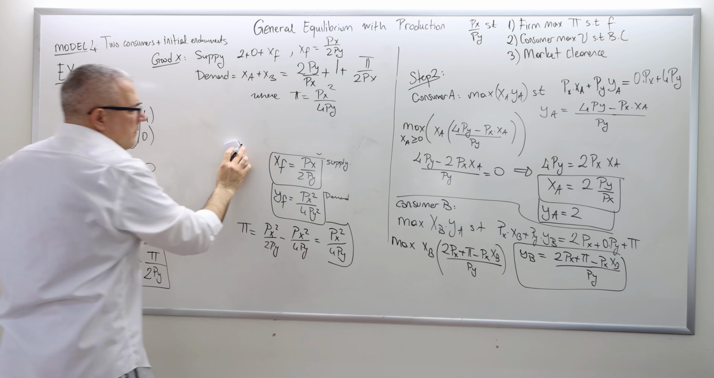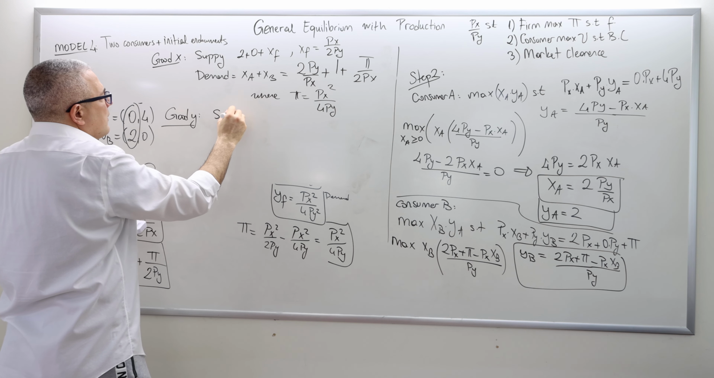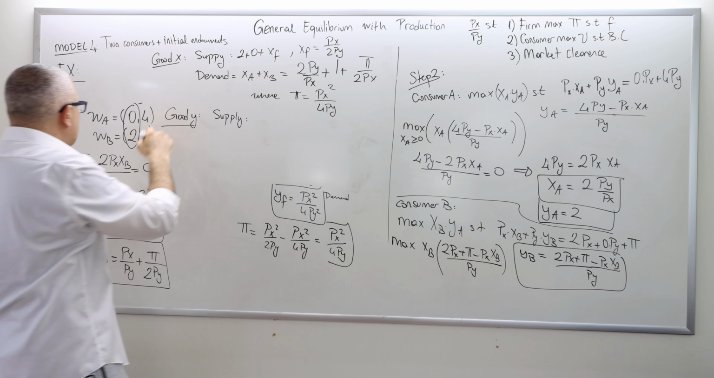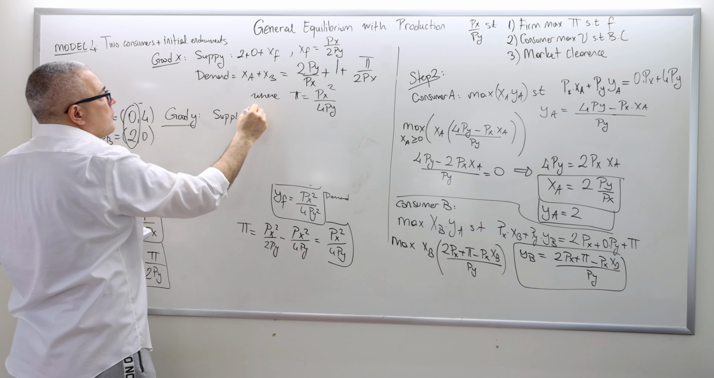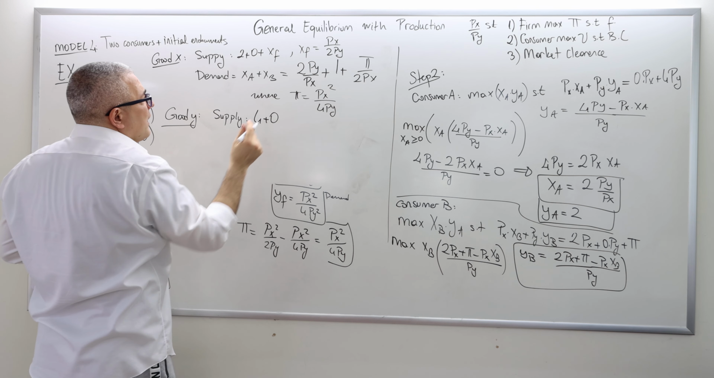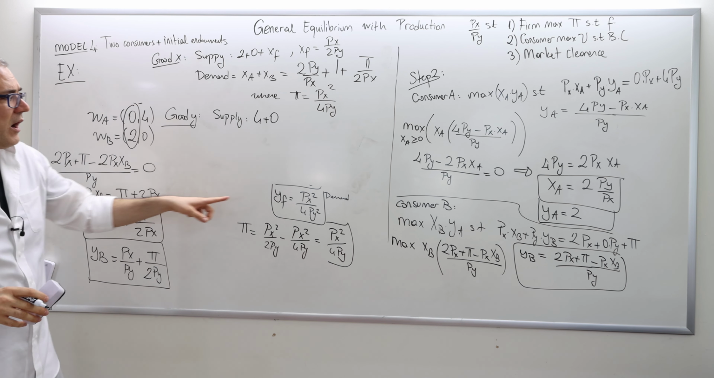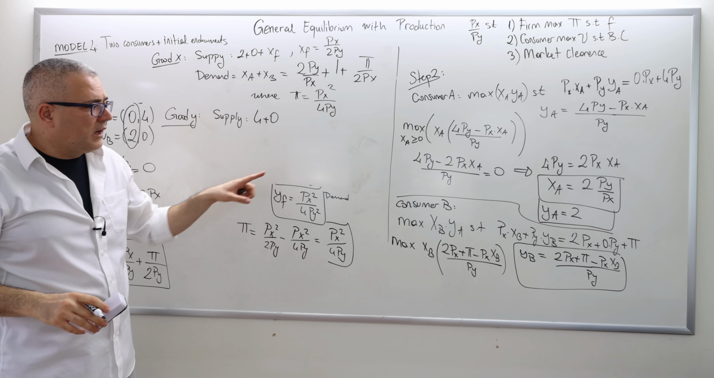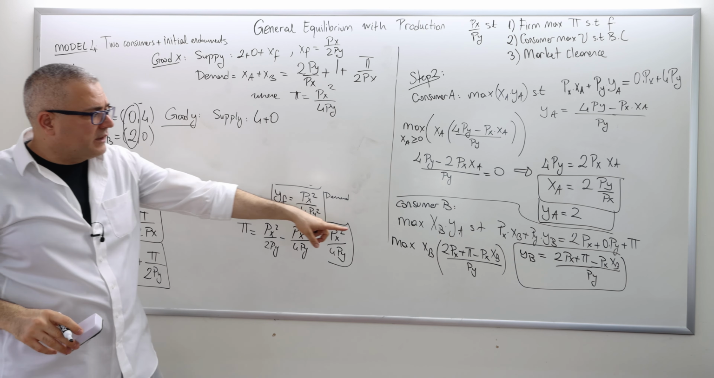Good Y, the supply, again, the total endowment 4 plus 0, plus YF. So YF is not a supply. And these are all demand, all right? So YB, YA, these are demand. So therefore, there's no further supply for good Y.